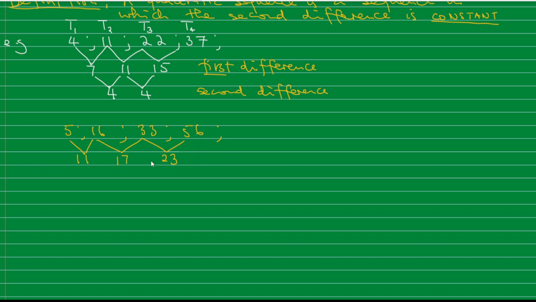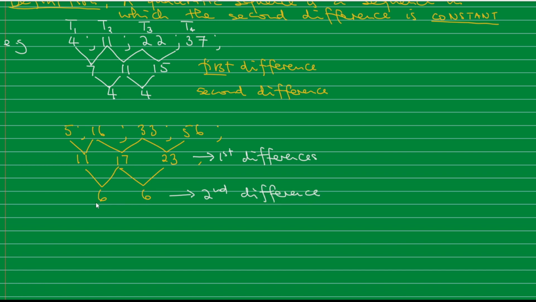So we now have our first differences here. This is our row of first differences. And then we repeat the process. In other words, we are going to take 17 minus 11, we'll get 6. 23 minus 17, we'll get 6. So we now have a row of second differences.